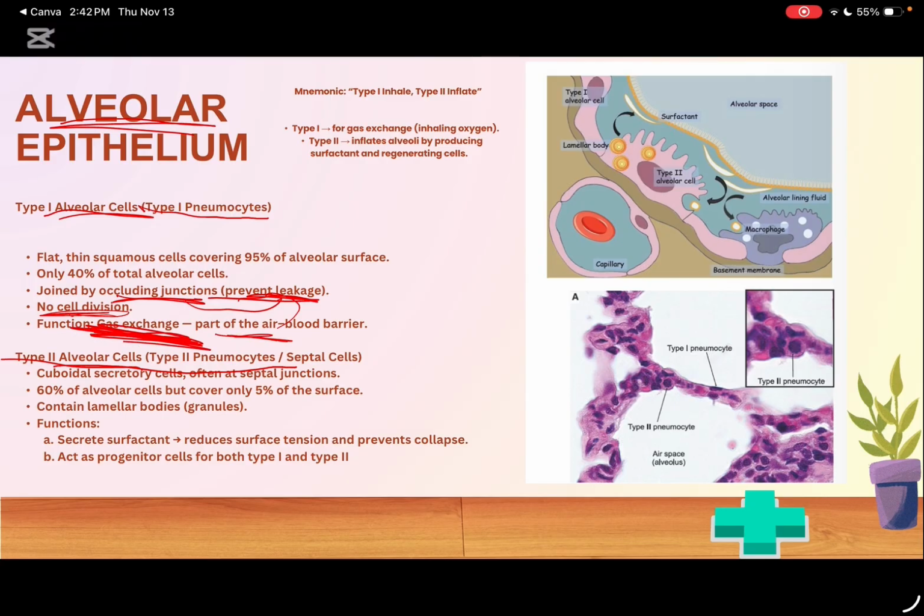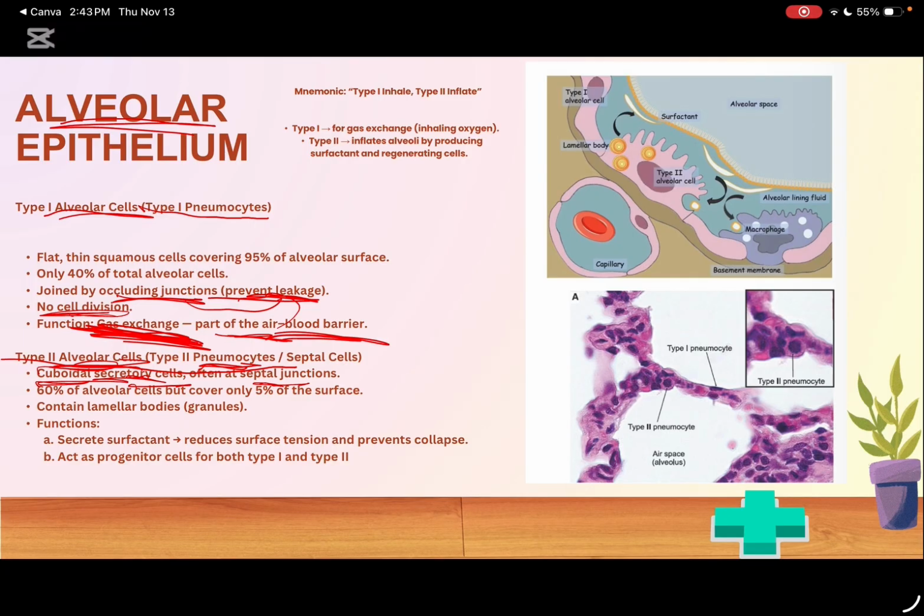And part of the air-blood barrier. Type 2 alveolar cells, or type 2 pneumocytes, whatever you want to call it. It's cuboidal, unlike the type 1 alveolar cell. It's flat and thin; this one is cuboidal. Cuboidal secretory cells, often at septal junctions. 60% of alveolar cells, but cover only 5% of the surface. See how they are different? Because each one has their own size, their own orientation, their own everything.